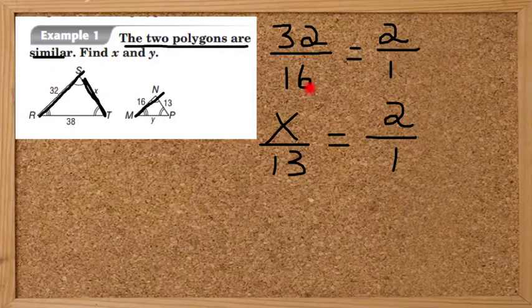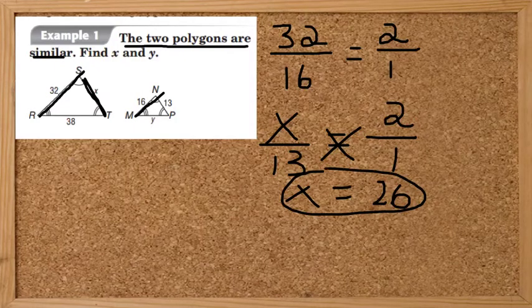It is really important to notice that x and 2 are both on top, and they are both sides on this triangle. 13 and 1 come with this triangle here, so they correspond with that smaller one. That's definitely an important part. So let's cross multiply. 13 times 2 is 26. And x times 1 is just 1x, so x would have a value of 26.